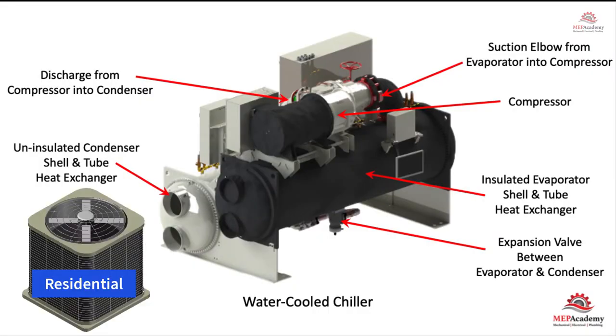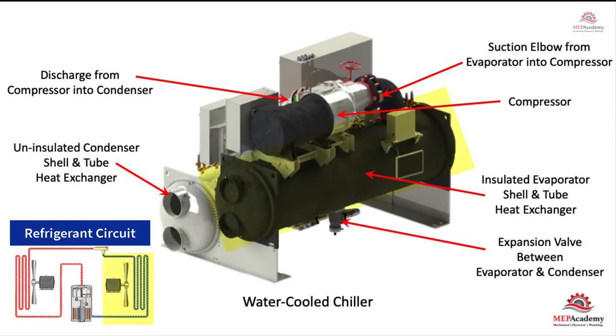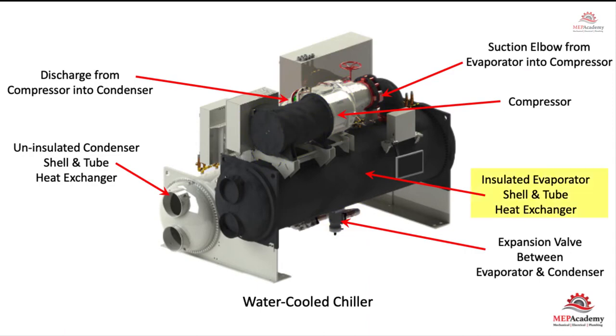Now, of course, a water-cooled chiller is more sophisticated than your residential package unit or split system that you find at home, but they have the same four components: the evaporator, condenser, compressor, and expansion valve. As you see here, this water-cooled chiller has all four of those. To identify the components, you can see that the evaporator is insulated. The majority of the times, you're going to find insulation on the evaporator. That's to prevent heat from getting into the evaporator. And the condenser will be uninsulated.